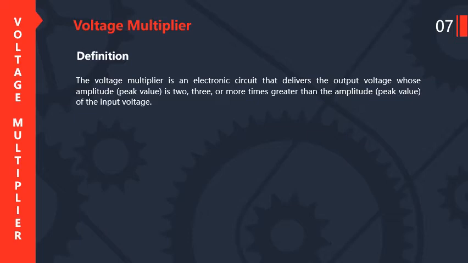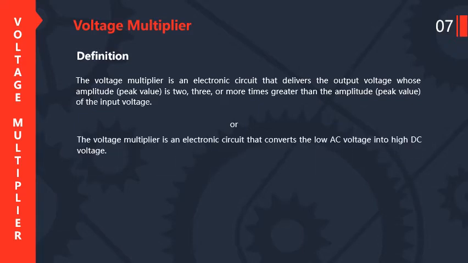Voltage multiplier ka matlab hai ki input mein hum jo voltage dete hain, output mein hamara voltage multiply hoke milta hai, hame double form mein, triple form mein ya uske fourth form mein milta hai. चार गुना हमें मिलता है, इसलिए हम उसको बोलते हैं मल्टीप्लायर, क्योंकि वोल्टेज का आउटपुट में मल्टीप्लाई होता जाता है. इनपुट में जो हम वोल्टेज देते हैं या तो उसको डबल कर देगा आउटपुट में, या उसका ट्रिपल कर देगा, या फोर टाइम्स कर देगा. सो दिस इज अ सिंपल डेफिनेशन ऑफ वोल्टेज मल्टीप्लायर सर्किट.